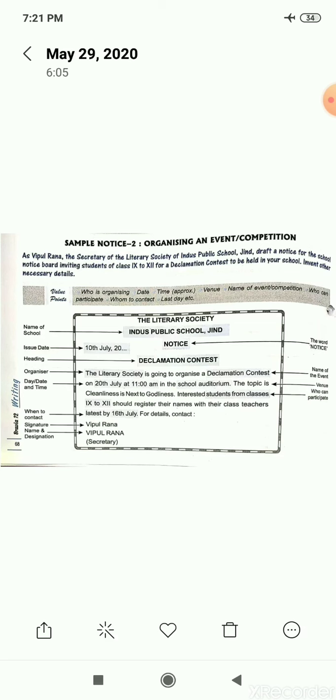Draft a notice for the students, for the school notice board, inviting students of class 9th to 12th for a declamation contest to be held in your school. Right? Invent other necessary details. Invent means think from your side.